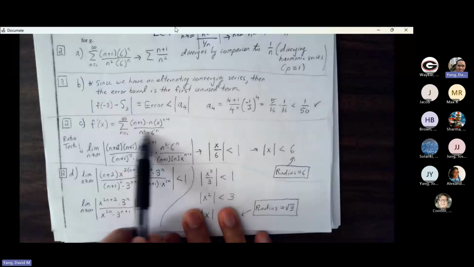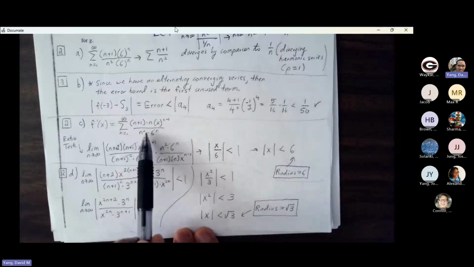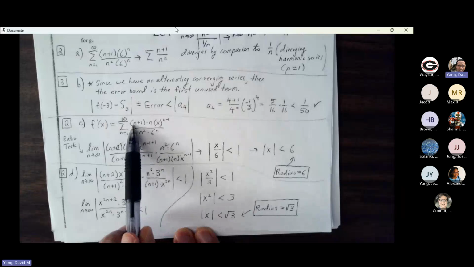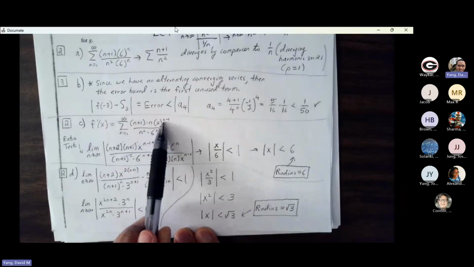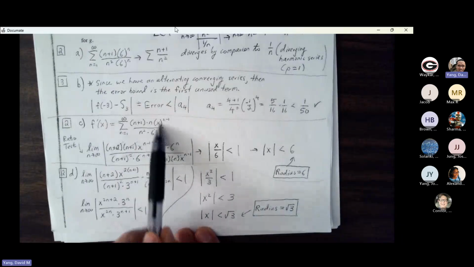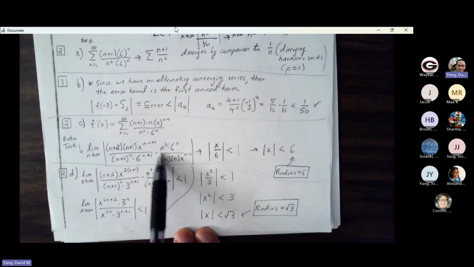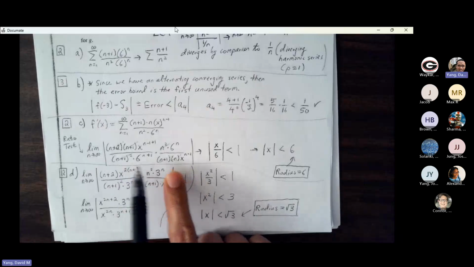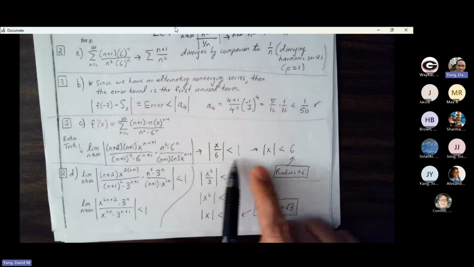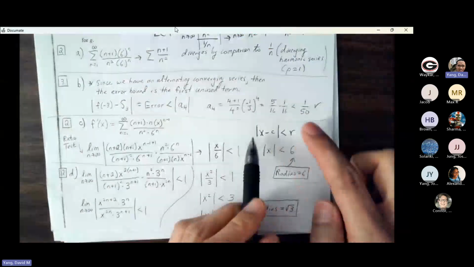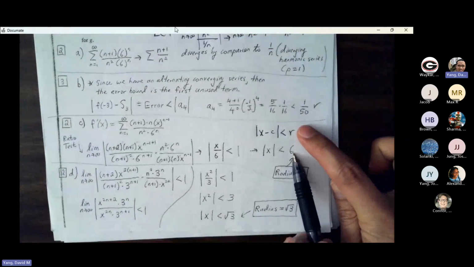So take your a sub n and create your a sub n plus 1. So there's my a sub n plus 1, adding 1 to every n that I see. And then dividing by my a sub n, which is the same thing as multiplying by its reciprocal. Do a whole bunch of cleanup. The only thing left is absolute value of x over 6 is less than 1, which is absolute value of x less than 6. This is basically in the form of absolute value of x minus c is less than r. If I get into this form, I know that this number here is my radius.